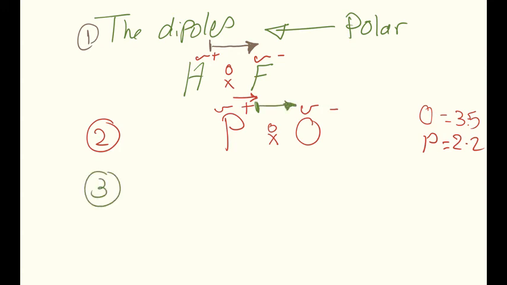Number 3, and last example: F and N. N has an electronegativity of 3, F has an electronegativity of 4. F is more electronegative, so it has a partial negative charge, and N has a partial positive charge. Electrons will move in this direction, and this is the dipole. Thank you.